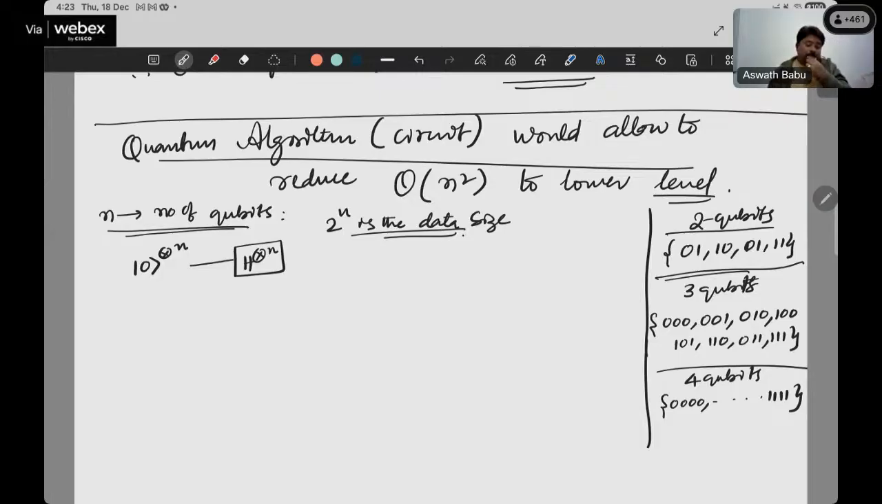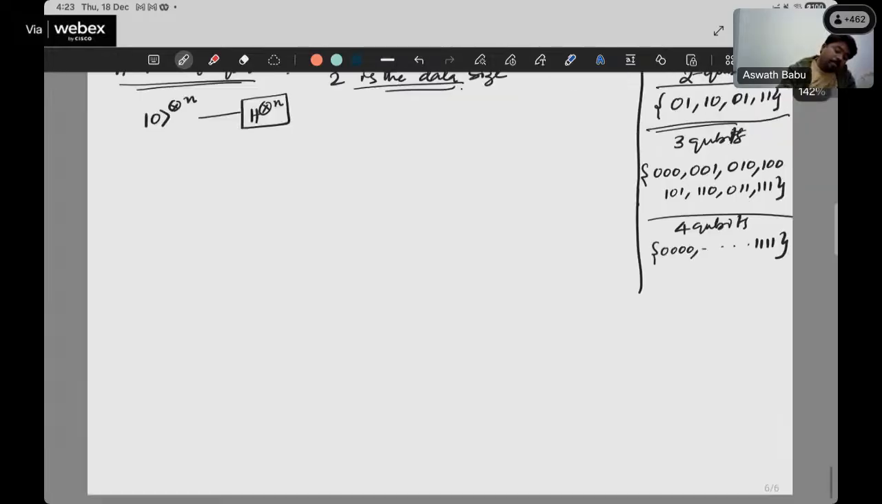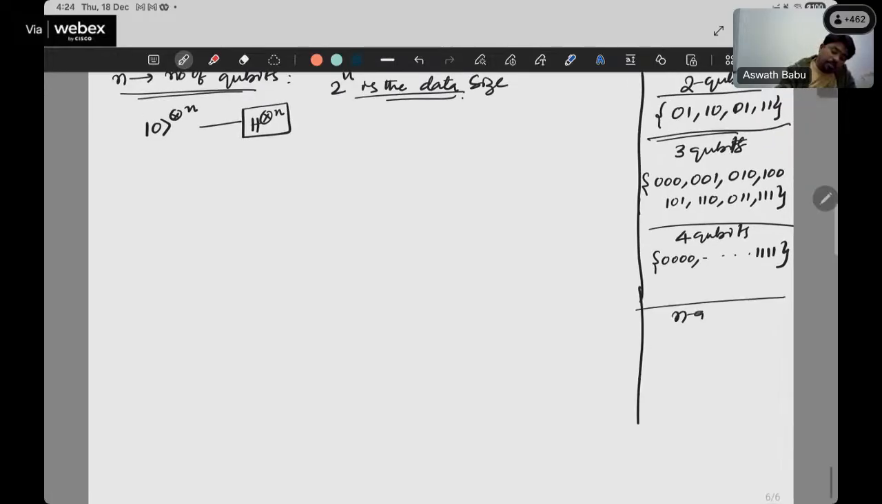So in our case, the data size is 2 to the power of n, where n is the number of qubits. One of the bit strings would be all zeros: how many zeros? n zeros. That is one state, one bit string, and so on. The next one is n ones. So this is 2 to the power of n bit strings.